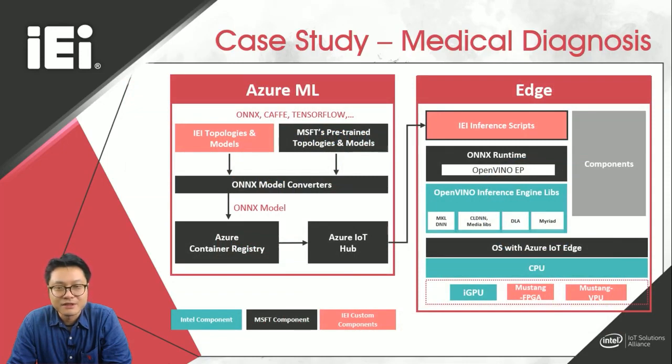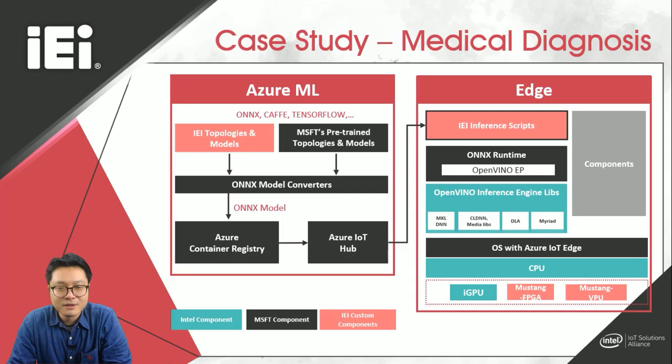In this slide, the architecture illustrates how IEI cooperates with Intel and Microsoft to complete a total AI ecosystem. On the right-hand edge side, the IEI inference script and AI model, which was trained by QNAP, is executed by Microsoft ONNX runtime, which has an OpenVINO EP to drive Intel devices such as the CPU, integrated GPU, Mustang F100 FPGA card, or Mustang V100 VPU card to execute the AI inference.